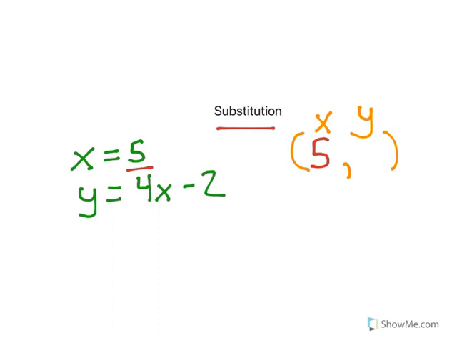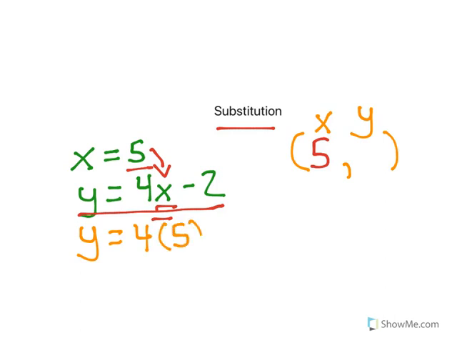And what we're going to do is we're going to use what's called substitution. Since we know that x is 5, we're going to replace our x in this equation. We're going to replace the x, which is right here, with that 5 from up above. So I could rewrite this equation as y equals 4, and instead of x, I'm going to substitute in a 5 minus 2.